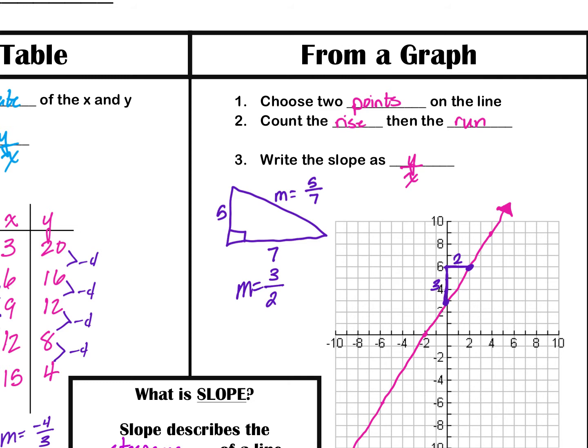So from left to right, let me highlight that. From left to right, it's going down, so that's a negative slope. So it would be a -5/7. Does that make sense? You guys okay with that? Yeah, not too bad, right? So I don't have to have a line. I can have a triangle and do the same thing, right? Okay. Awesome sauce. You guys are amazing.